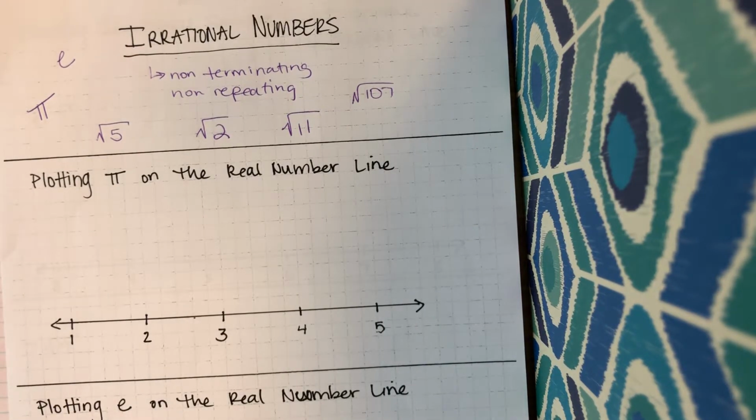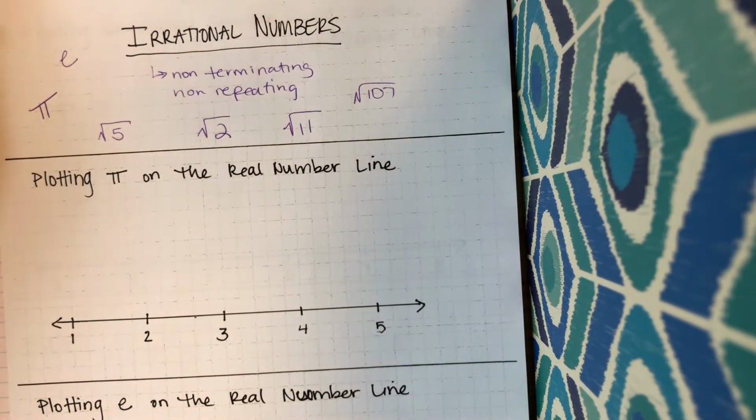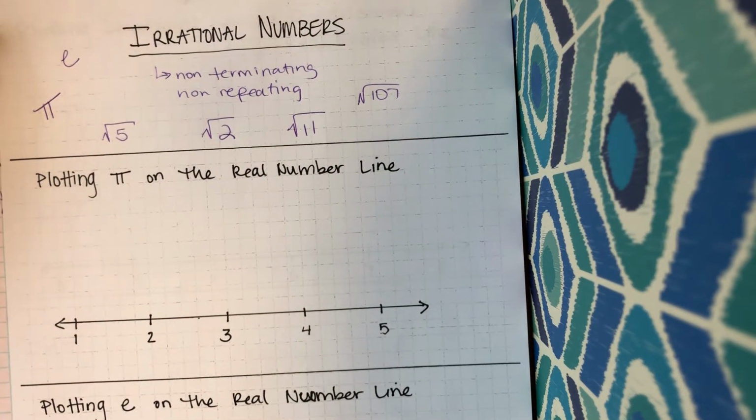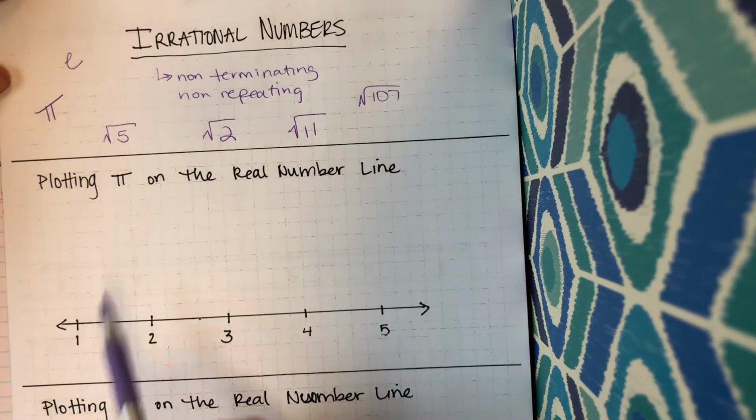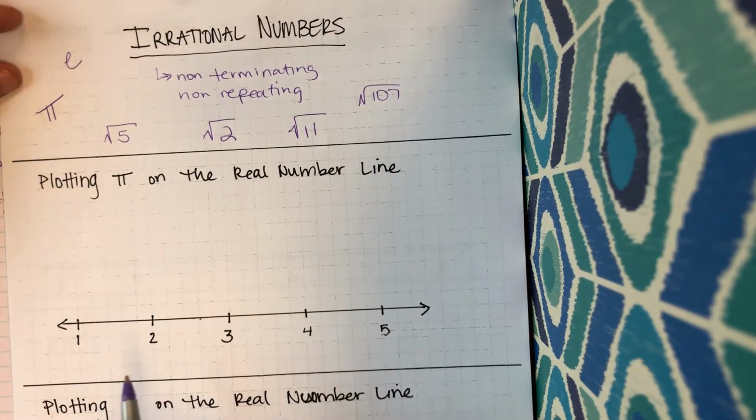So today I'm going to talk about how to get some of these numbers onto the number line. And to do that, we have to think about what rational numbers these numbers are near. To start out, we've got pi. It's the first one we're going to do.